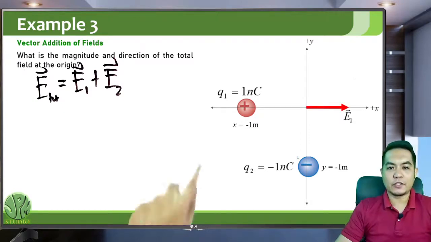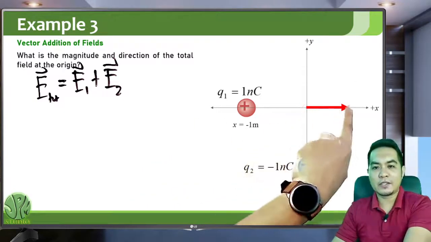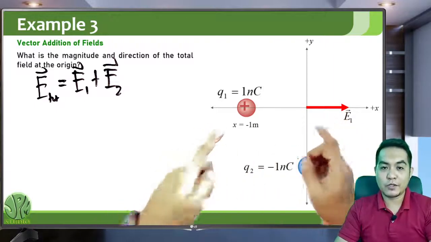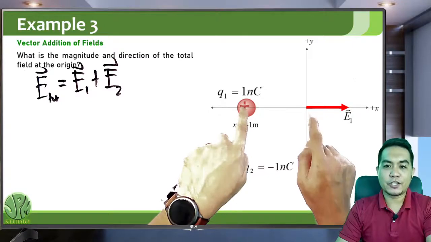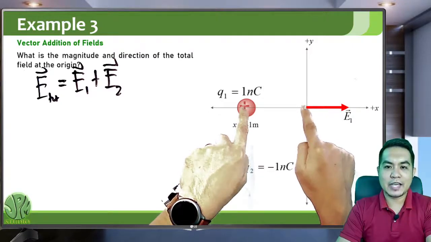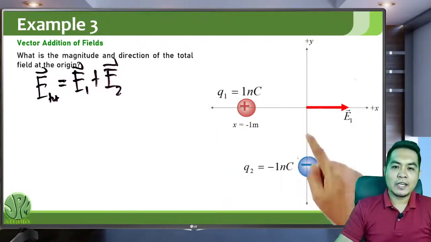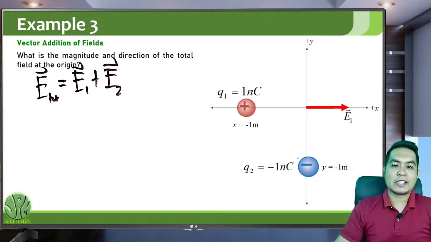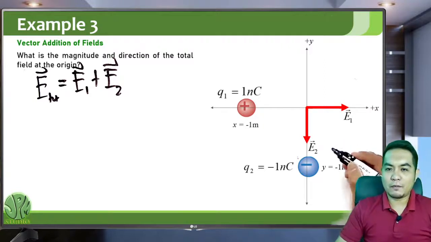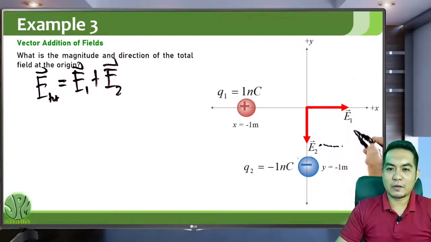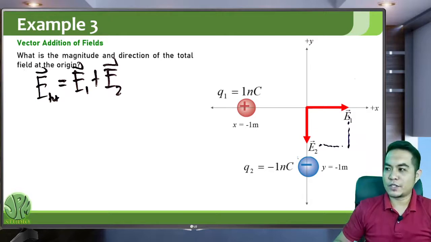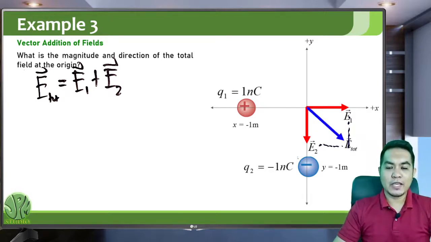So the electric field due to Q1 at the origin will be that direction. Again, the direction is always along the line connecting the point charge and your field point. And in this case, since it is a positive charge, it's pointing away from the charge. For the negative charge, again, it should be along this line. And since that is negative, it's pointing towards the negative charge. That is E2. So by adding using parallelogram method, you will expect that the total electric field will be in quadrant number 4.